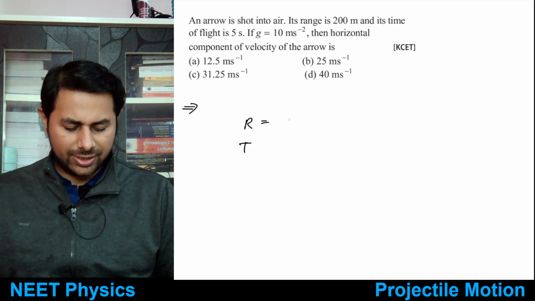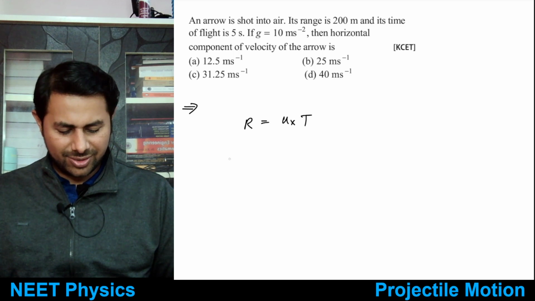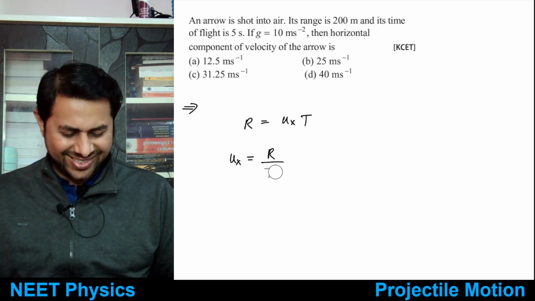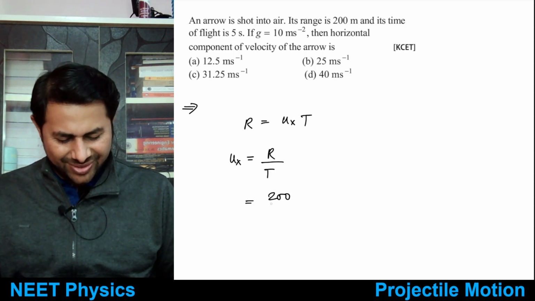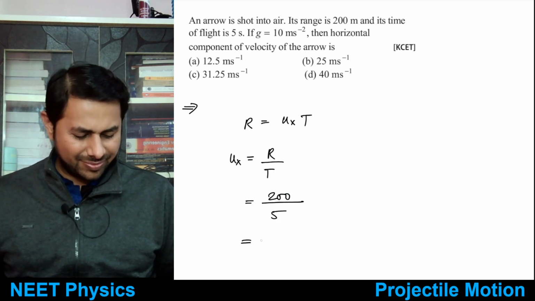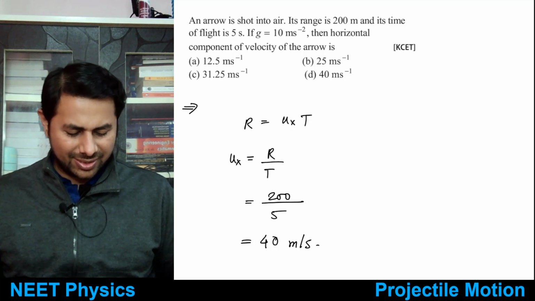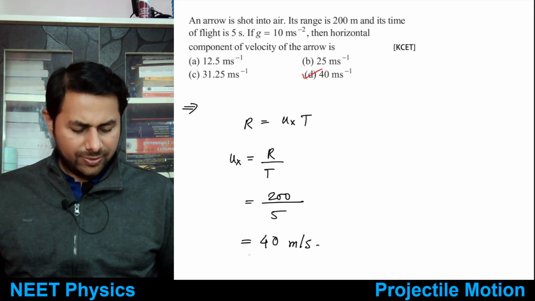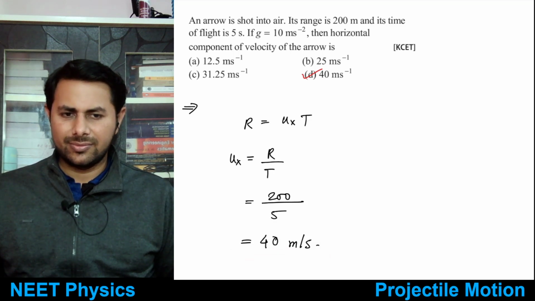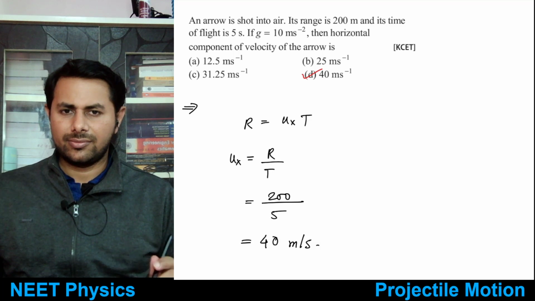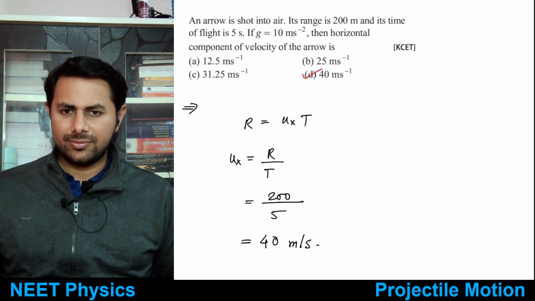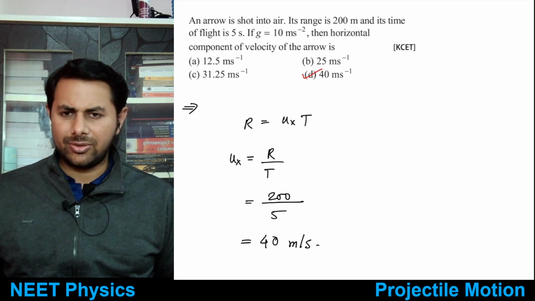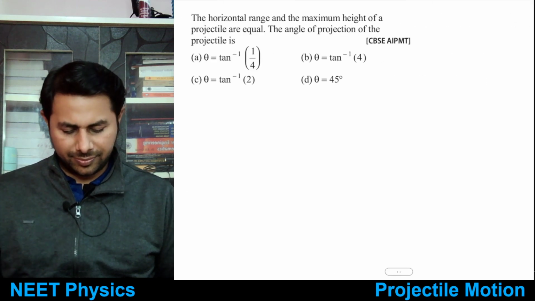So you know that range is just equal to ux times time of flight. So what is ux? Just range divided by time of flight. Right. What is range? 200. What is time of flight? 5. 200 by 5, that's 40. So 40 meters per second. This is the answer. This one is very, very simple. Is there a doubt in this? Selva Kumar, is there a doubt in this? No, sir. Okay, good. Let's see next one.